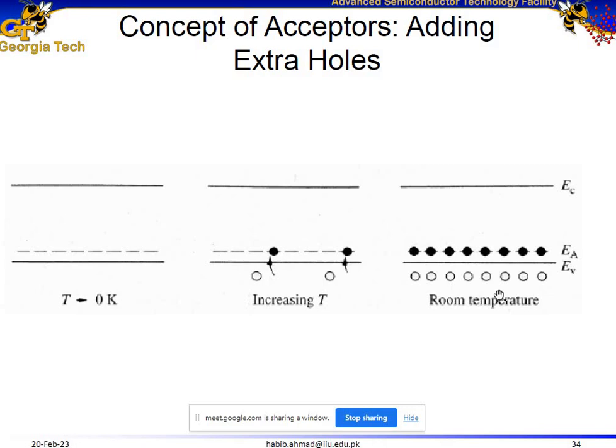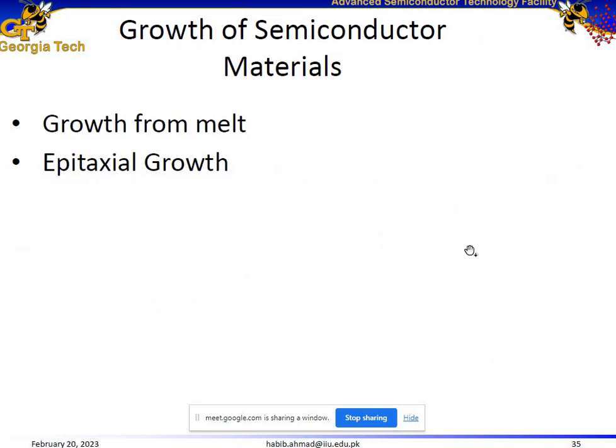And at room temperature, most of the acceptor states would be occupied by electrons jumping from the valence band to these acceptor levels. And because of that, now we have room inside the crystal lattice for carriers to move around and result in current.